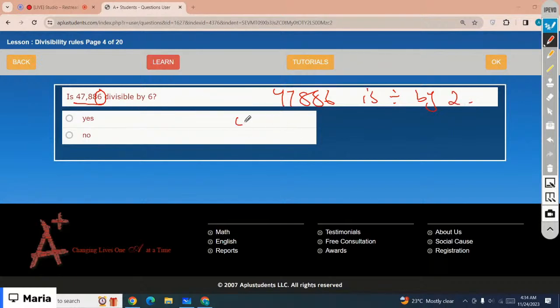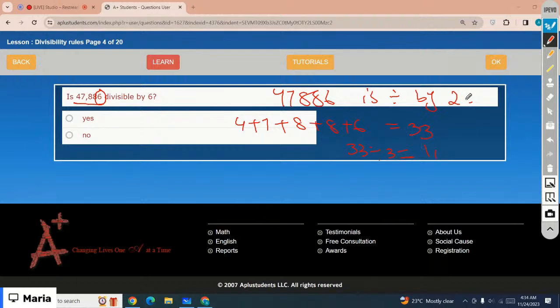The divisibility rule for 3 is to sum up all the digits. The sum of digits is 4 plus 7 plus 8 plus 8 plus 6. The sum of digits is 33. And 33 is divisible by 3. Yes, it is.